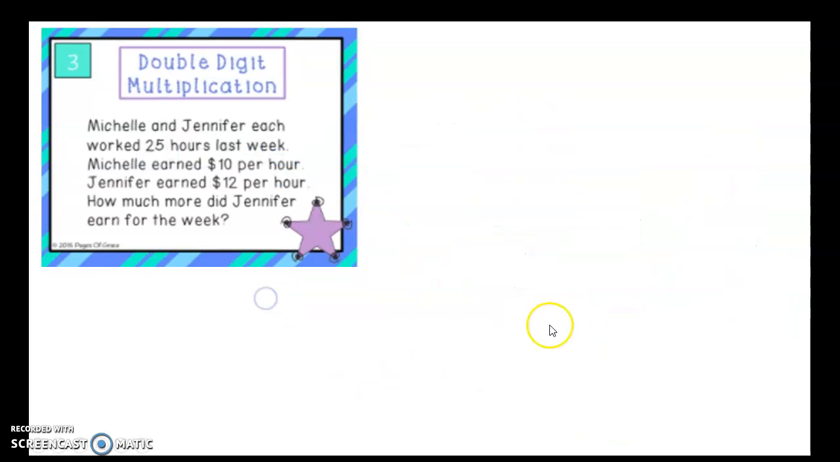All right, so this next problem's a little bit more difficult. It has a couple of steps, which makes it a little bit harder. But as long as we organize our information, it won't be bad. So it says Michelle and Jennifer each worked 25 hours last week. All right, so I'm going to make a chart. Michelle and Jennifer, they each worked 25 hours.